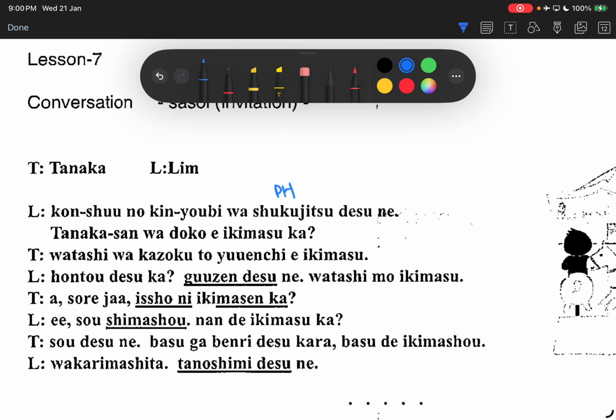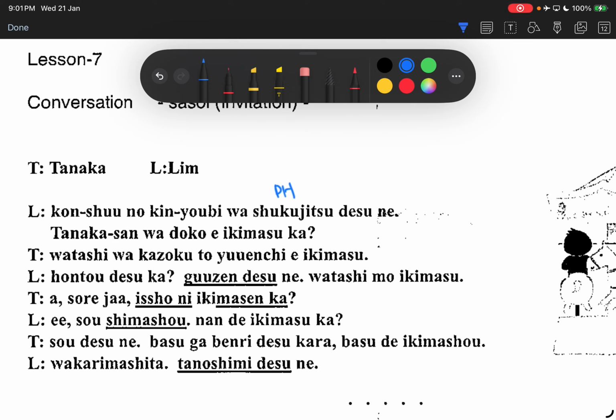Then L replies, 本当ですか? We learned 本当 before, right? Means really. So 本当ですか? Really? Then 偶然ですね. 偶然 simply means coincidence. Oh, what a coincidence. Then he says 私も行きます. So I'm also going. What a coincidence. I'm also going.